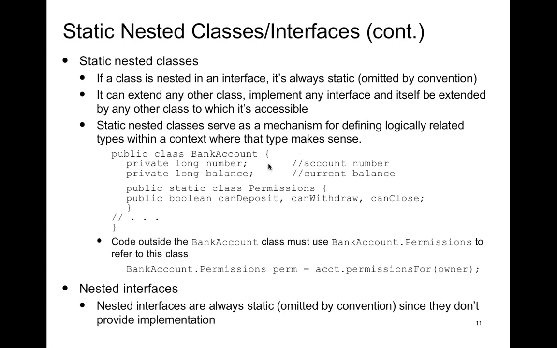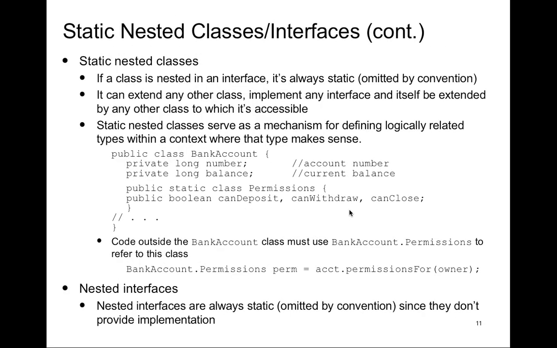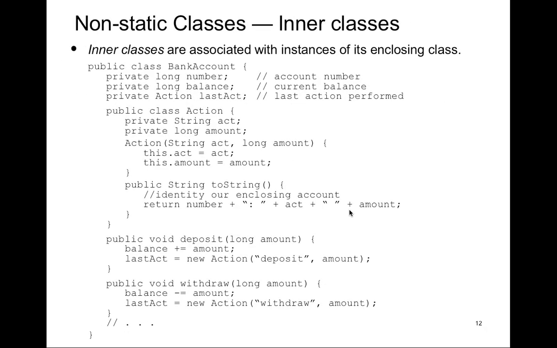So code outside of BankAccount must use BankAccount.Permissions, so you have a class name dot a class name. So you can set the boolean permissions canDeposit, canWithdraw by going from a class into another class, dot some data member or some method that you're going to run on it from a class level. And then we also have nested interfaces as well, same concept. They're always static as well, since they don't provide implementation. Because an interface doesn't have an implementation, there's no need for it not to be static.